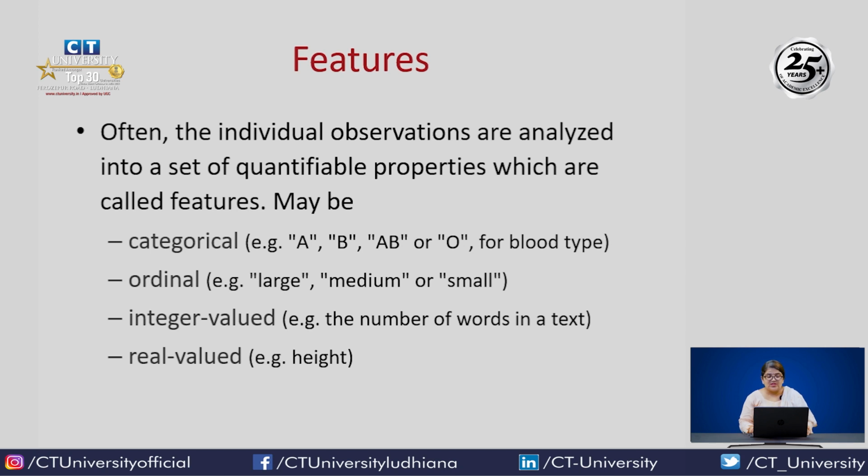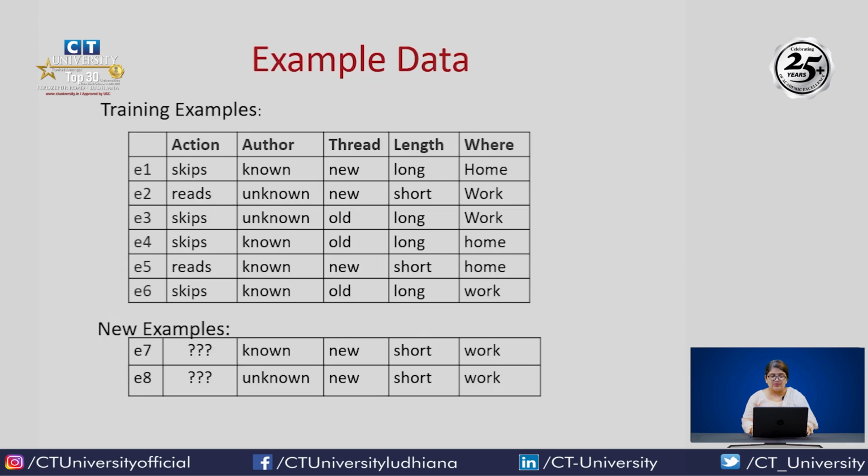Then we come to features. Often the individual observations are analyzed into a set of quantifiable properties which are called features. We have a few kinds of features: categorical, ordinal, integer value, real value. Then we have some example data, the training examples. For example, from E1 to E6 we have this much data. And what about the new ones, E7 and E8? How will they be given?